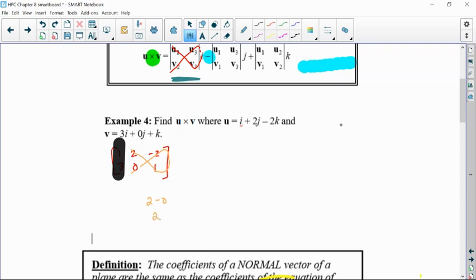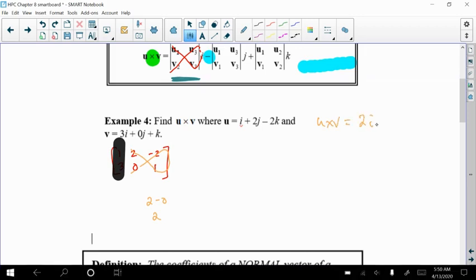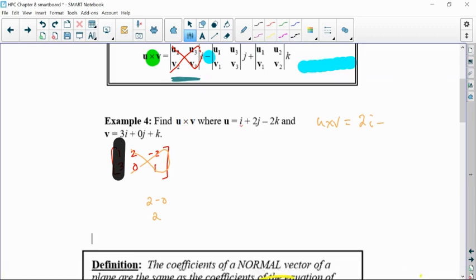So I know that the coefficient of U cross V is going to be a 2i. Now, I always remind myself to put a minus there so that I know it's the opposite value. Okay, so then we're going to do the j. And so let's see, let me just come back over here.